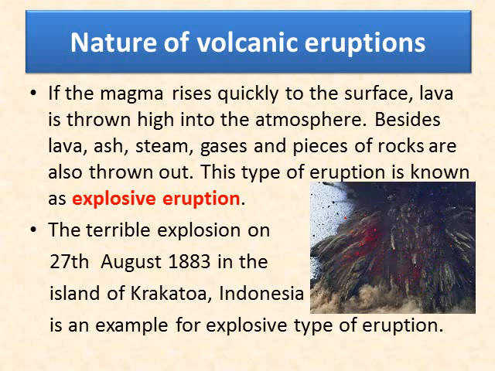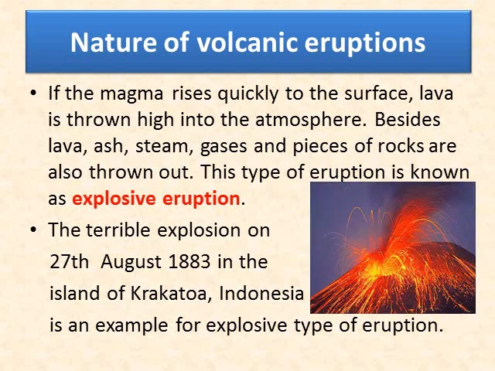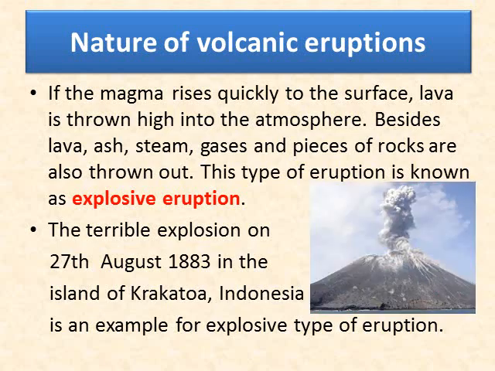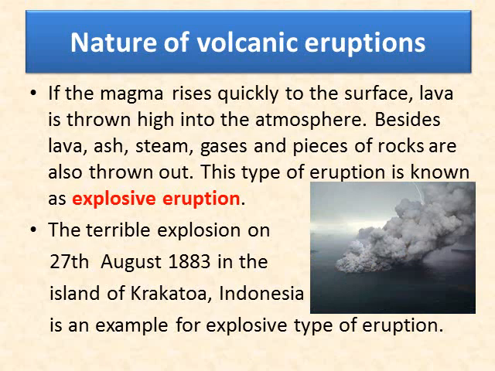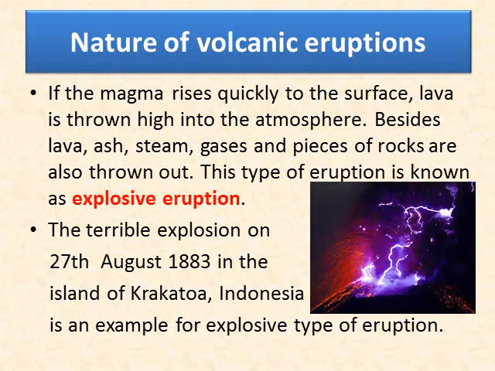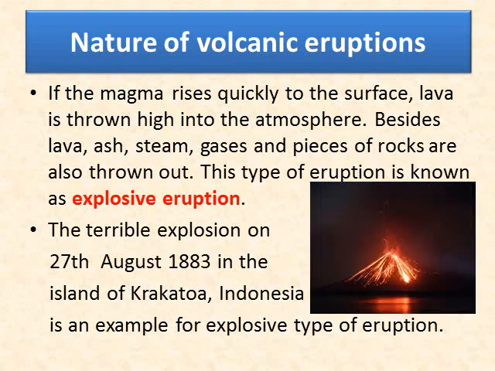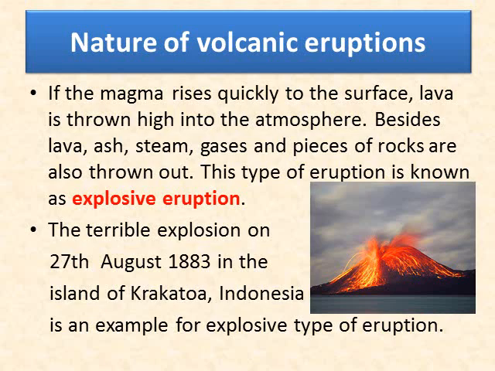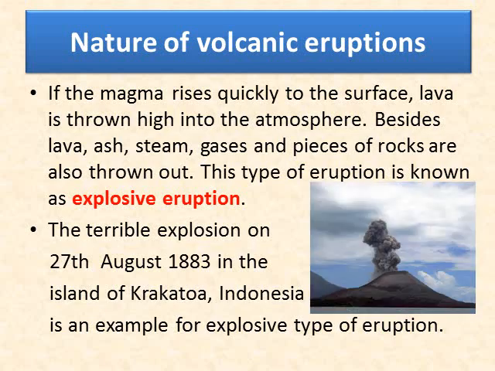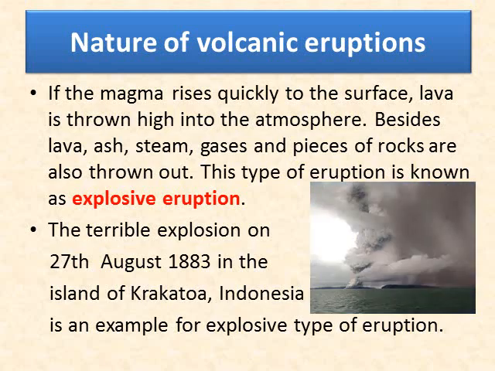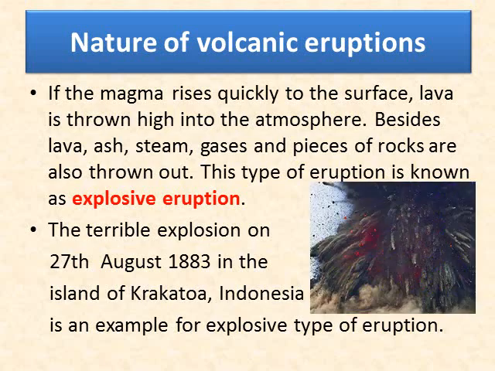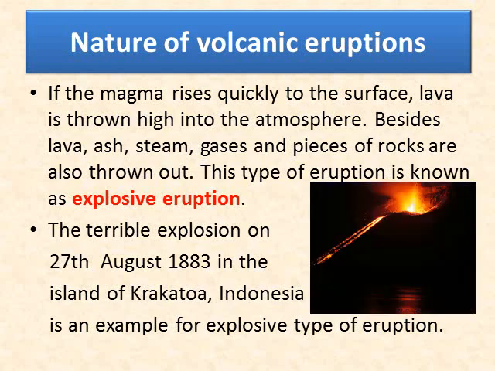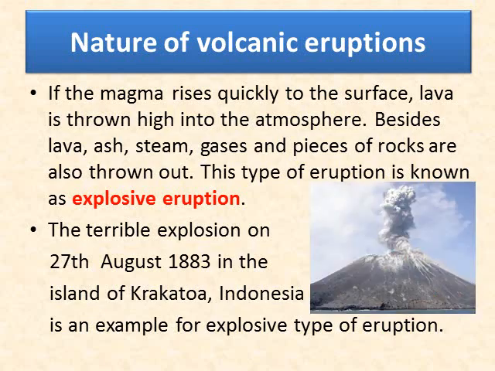Dear children, now let us learn about explosive eruption. If the magma rises quickly to the surface, lava is thrown high into the atmosphere. When it comes out very quickly from the opening, it is lava. That is magma; when it comes to the surface, it becomes lava. Besides lava, ash, steam, gases and pieces of rock are also thrown out.